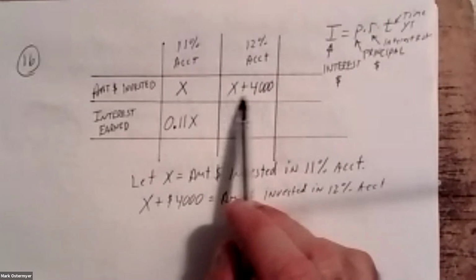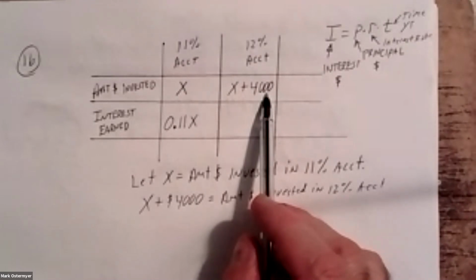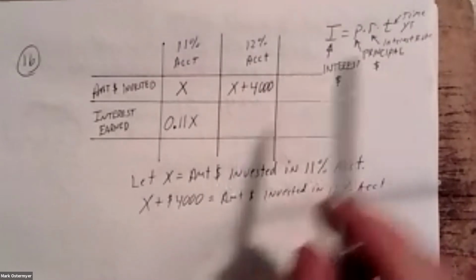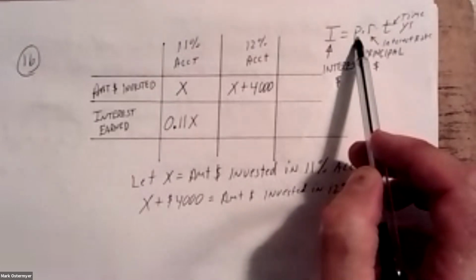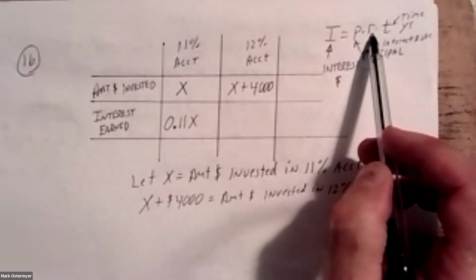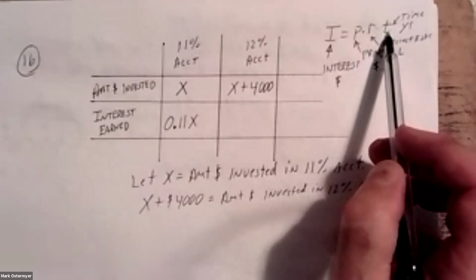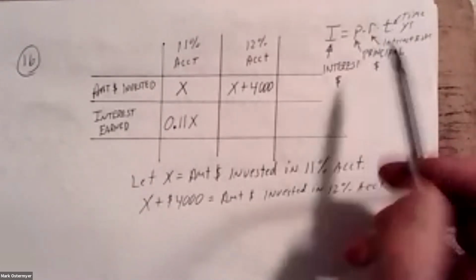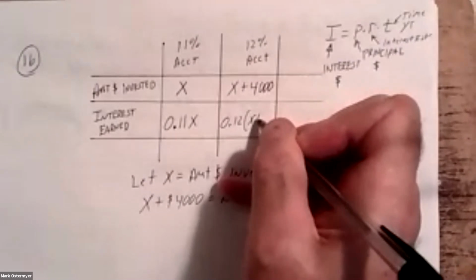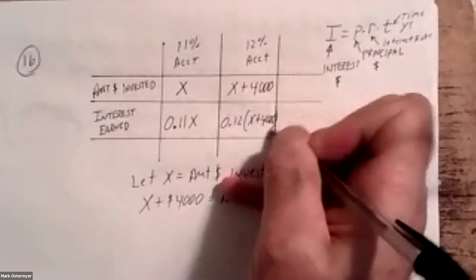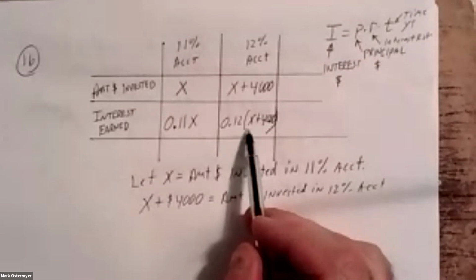If we invest X plus $4,000 in the 12% account, we will earn how much interest? The principal is X plus $4,000 times the interest rate, 12% as a decimal is 0.12, times the time, 1 year, is 1. So the amount of interest we rake in from the 12% account will be X plus 4,000 times 0.12 times 1. I'm going to put the 0.12 in front of the X plus 4,000. That's the amount of interest we earn from the 12% account.